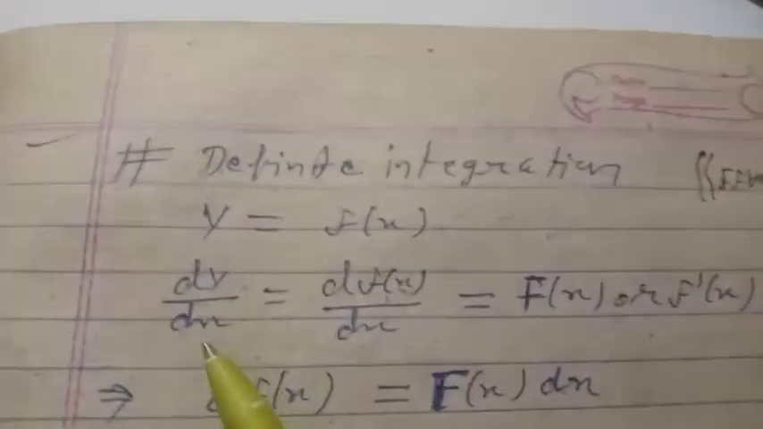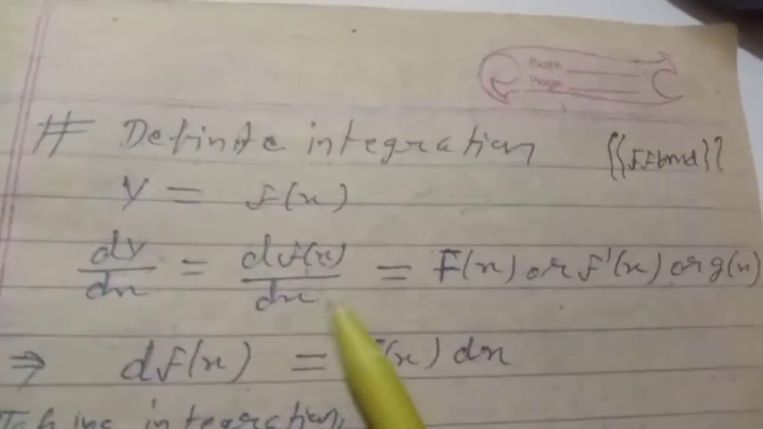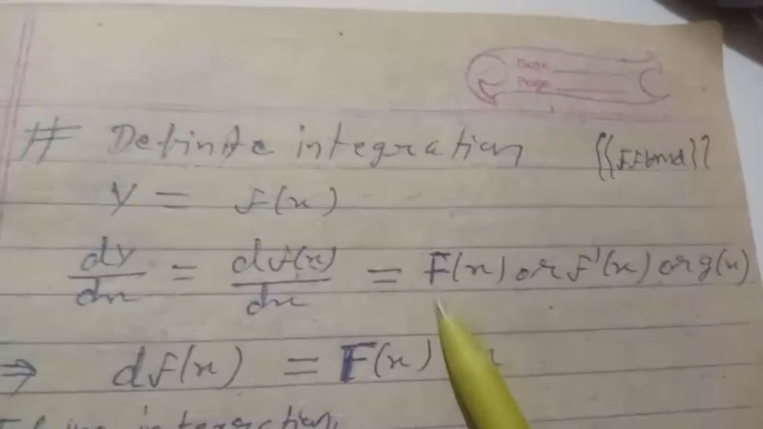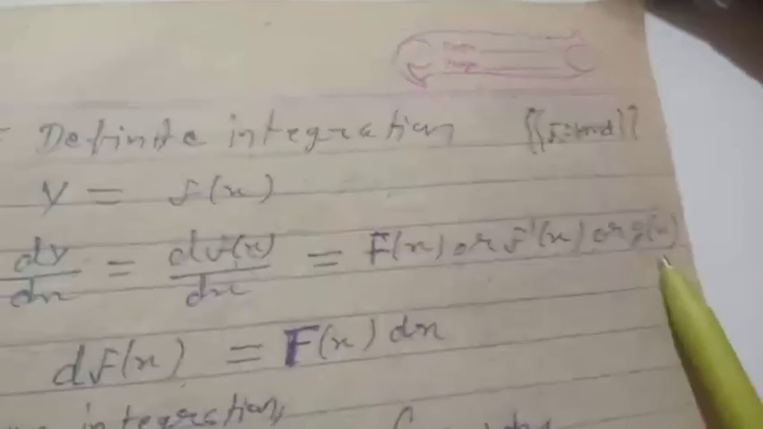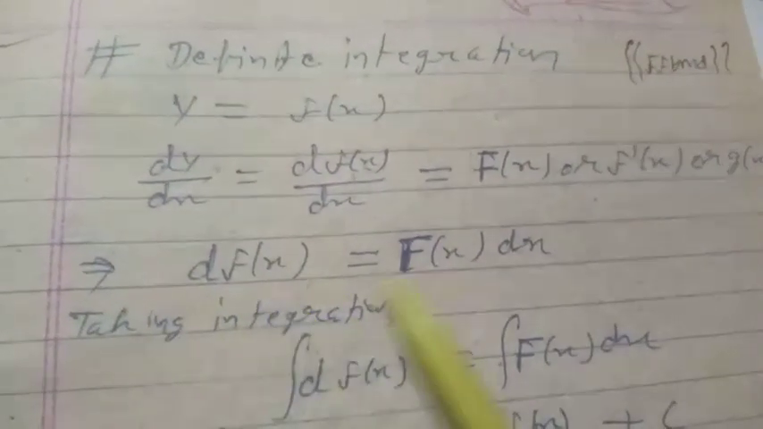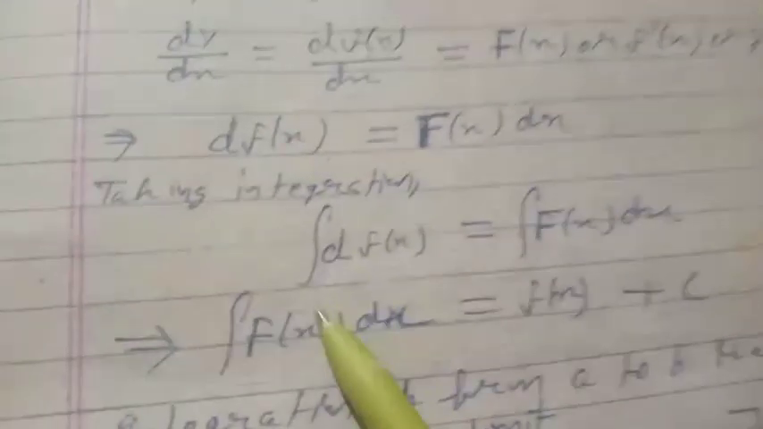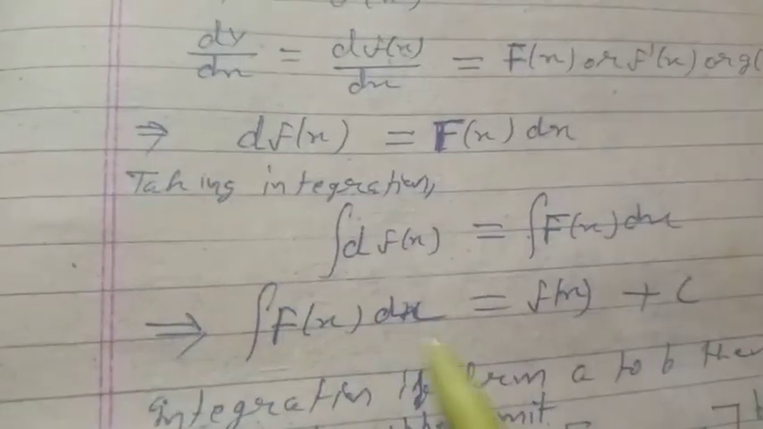Now definite integration. We have y equals f(x), then dy by dx, that is differentiation of y, equals d f(x) by dx. After differentiating, another function is achieved, that is f dash x or g(x). So d f(x) equals f dash x dx. Taking integration, integration of d f(x) equals integration of f dash x dx. So integration of f dash x dx equals f(x) plus c.